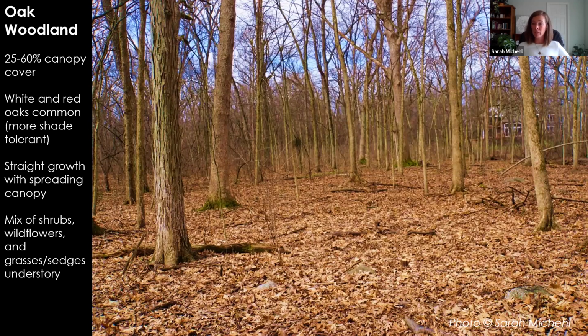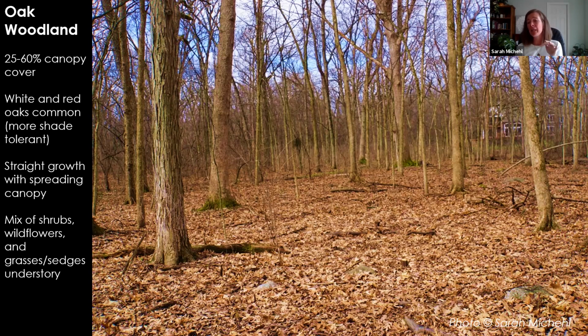And then we have our oak woodlands, which is even shadier. So 25 to 60% canopy cover. These are going to be mainly dominated by white oaks in the upland areas, red oaks in the lower, wetter areas. These are going to be characterized by straight up and down trees. And this makes sense, as they reach to the sunlight. All right, trees grow towards light, and as these aren't really getting exposed to light until they get up into the canopy, that's when they're going to start to spread out.